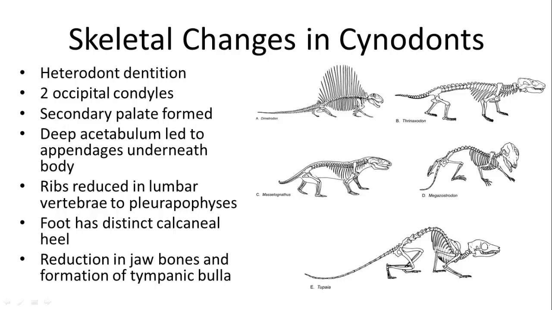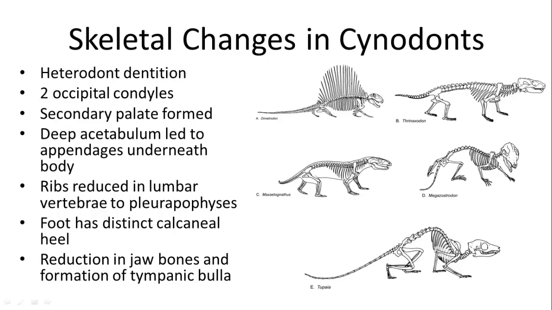And then there are some locomotion characters which developed, including a deep acetabulum. The acetabulum is the socket in which the femur fits into, and the deeper it is, the more weight it can support. So rather than having sprawling legs to the outside, you then started to have legs which were more centralized underneath the center of the body. And what that allowed the animals to do was be more upright, less sprawled, and thus eventually be able to run, have cursorial locomotion.